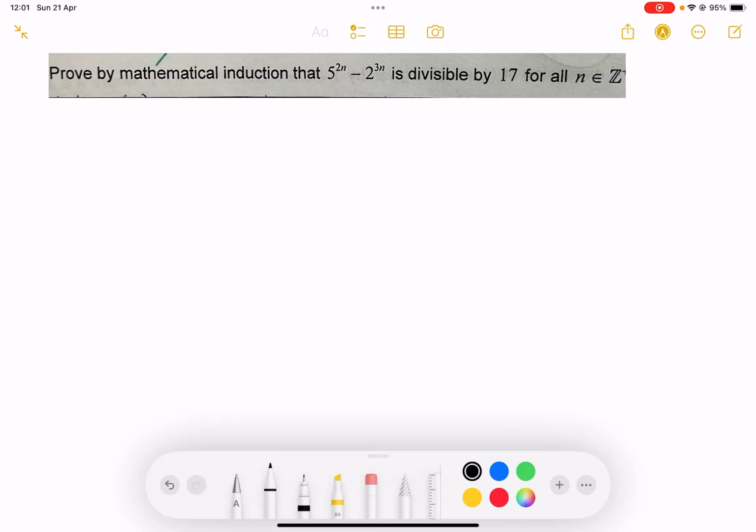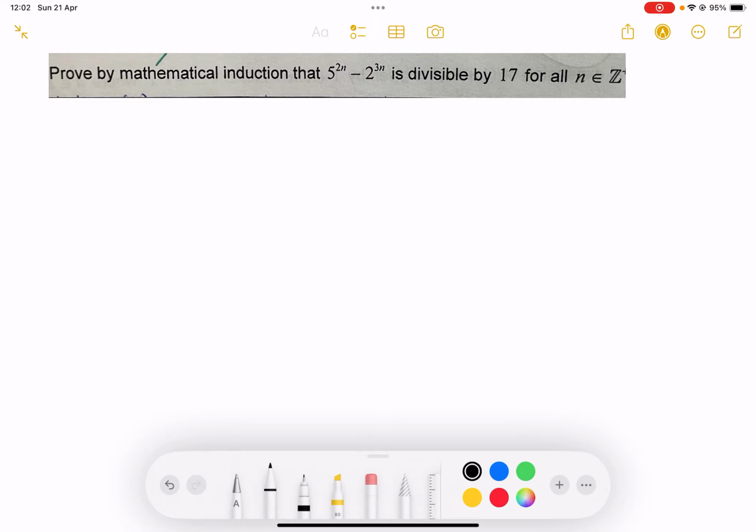Hello everyone, today we'll be doing the following Math AA high-level question. Prove by mathematical induction that 5 to the power of 2n minus 2 to the power of 3n is divisible by 17 for all n that is a member of the positive integers. So, let's start off by writing our starting condition.